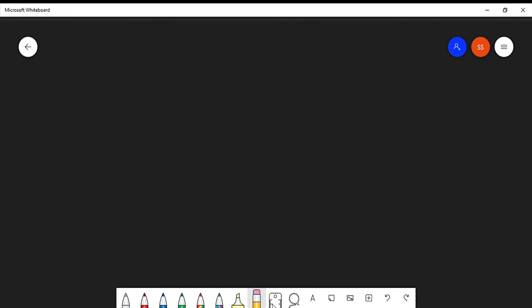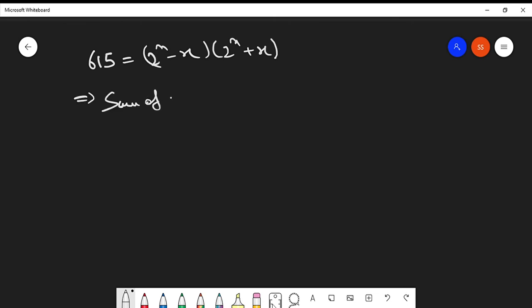So therefore what we get, wait a minute. So we get that 615 is basically equal to 2 to the power n minus x times 2 to the power n plus x. From here what do we get? That sum of factors, because this is clearly evident from here that 2 to the power n minus x and 2 to the power n plus x, they're individual factors of 615.